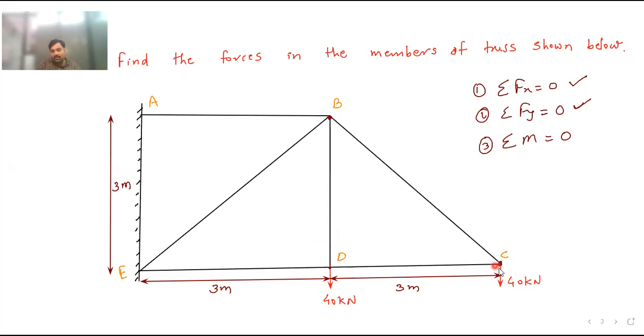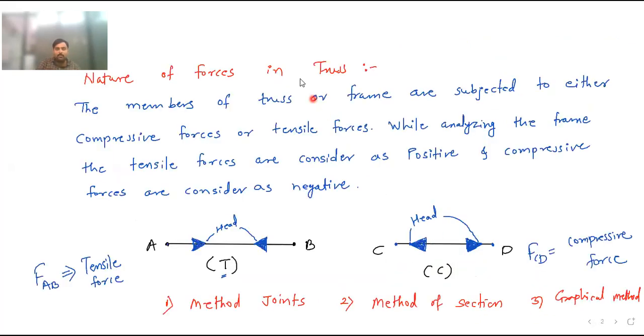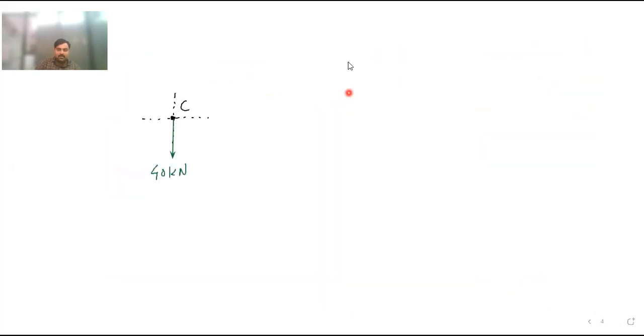Now see, we are now drawing the free body diagram of joint C. And we are assuming that the CD carries the tensile force. So I will show the member CD like this. This is my member CD. And I will say that this is FCD, force in member CD, and it is tensile. So here you can see, I have shown the arrow away from the joint, from joint C. Okay.